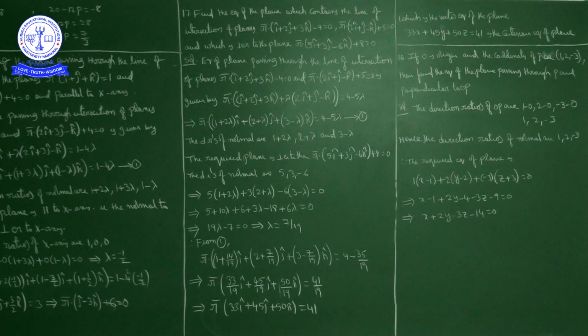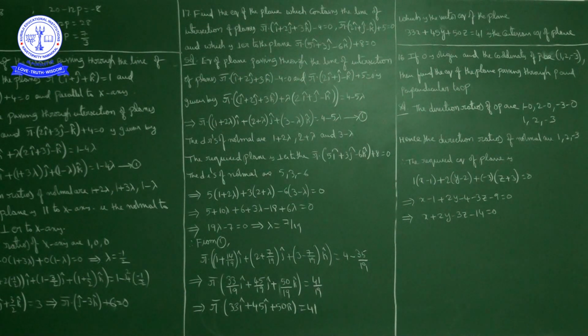So this is nothing but direction ratios of normal also, no? The direction ratios of normal to the plane are 1, 2, minus 3. So a, b, c values are 1, 2, minus 3 and x1, y1, z1 are 1, 2, minus 3. So the required equation of plane is a into (x minus x1) plus b into (y minus y1) plus c into (z minus z1) equal to 0. Okay, a value 1, b value 2, c value minus 3, and x1, y1, z1 is also 1, 2, minus 3.